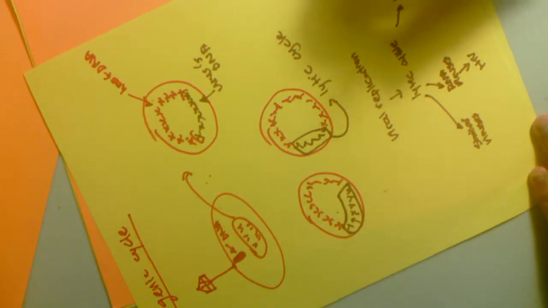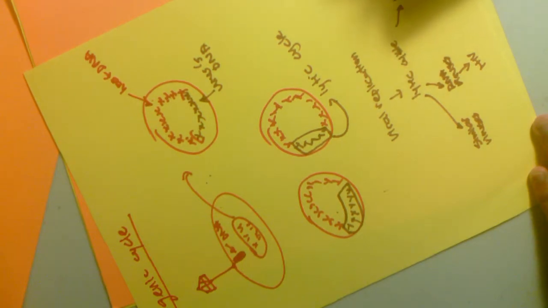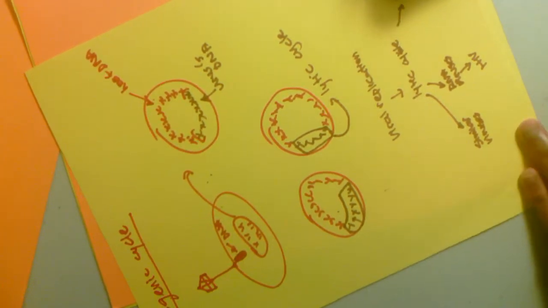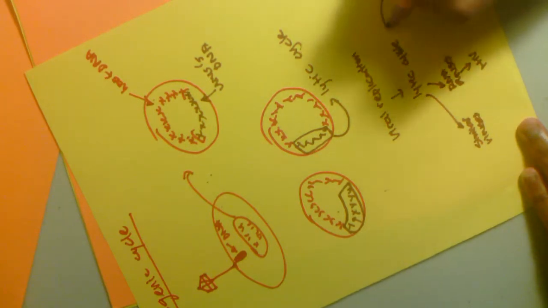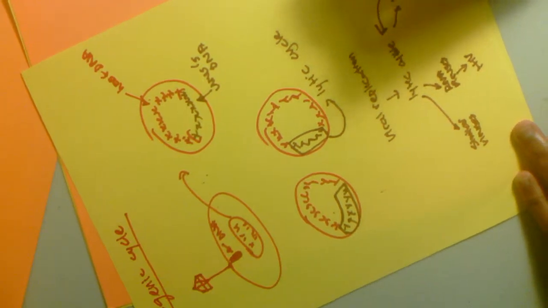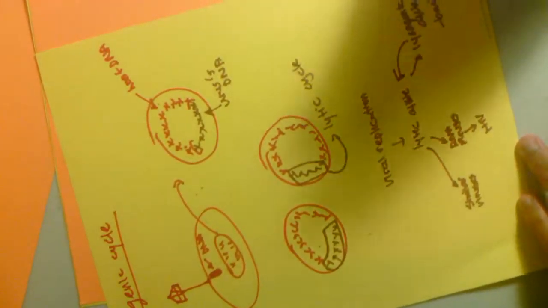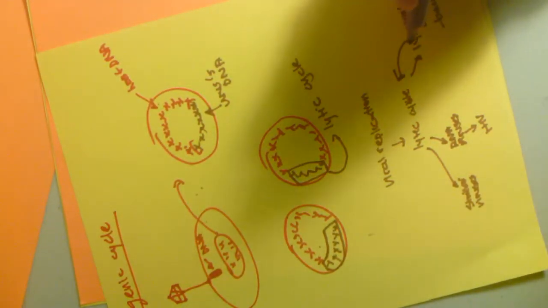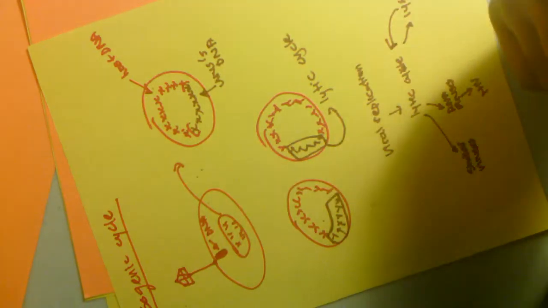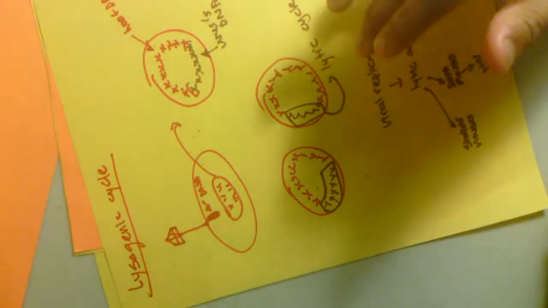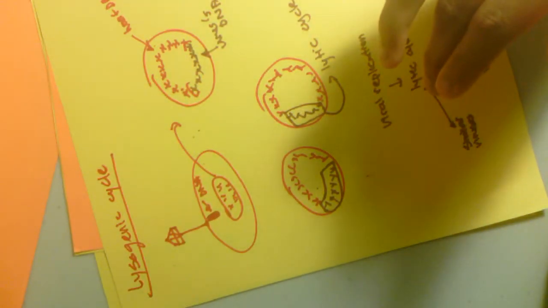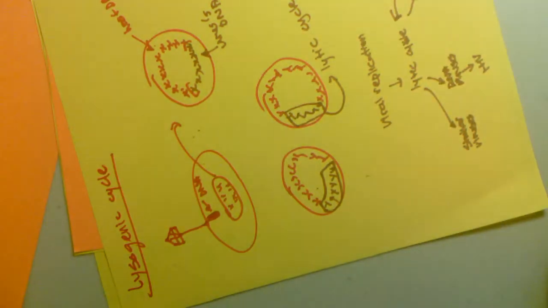One big important fact about the lysogenic cycle is that it usually occurs in bacteria. And the fact that the lysogenic cycle can go back into the lytic cycle is also important. Hope I covered everything in the lysogenic and lytic cycle. Thank you.